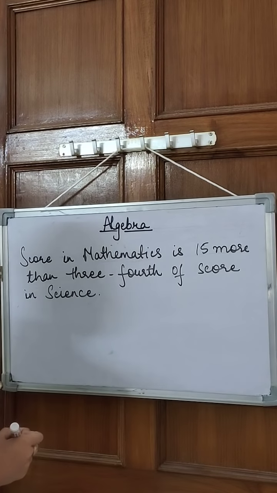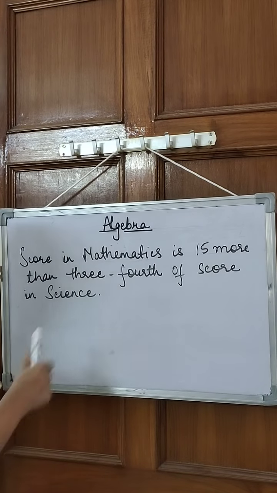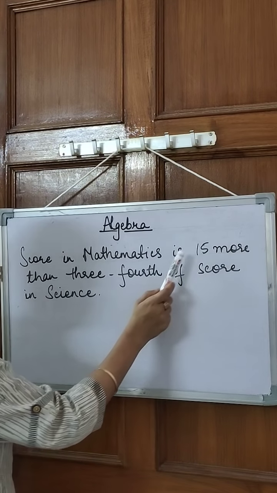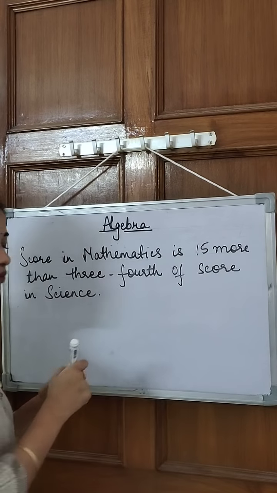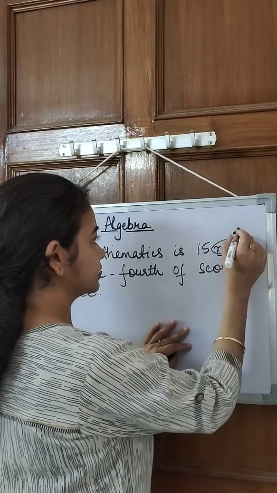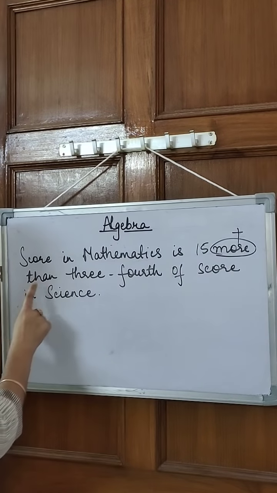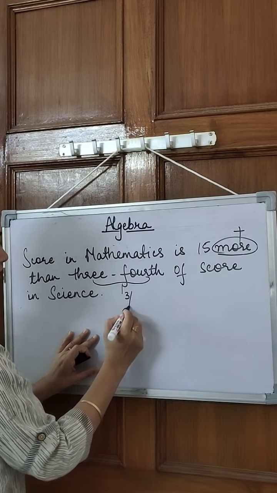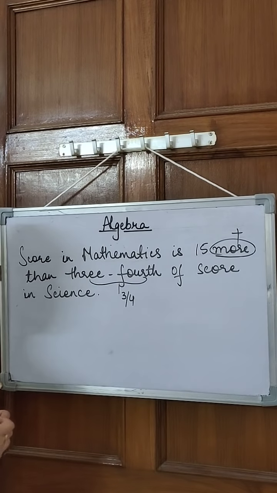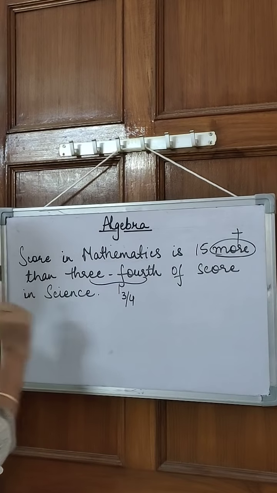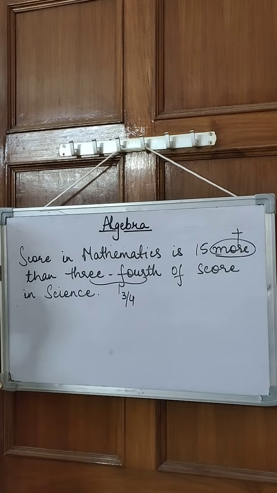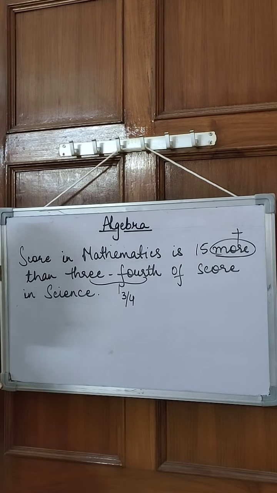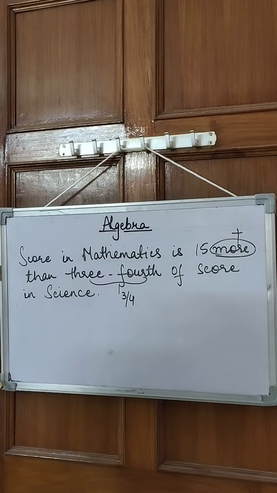Okay, this is the relation that is given between the two quantities, marks in mathematics and marks in science. The score in mathematics is 15 more. More means what? When you say more, it is always plus. 15 more than 3/4. What is 3/4? 3/4 is 3 upon 4. This is 3/4 of score in science. So you have to develop a relation between the score in maths and the score in science. Okay, so let me finish the question.